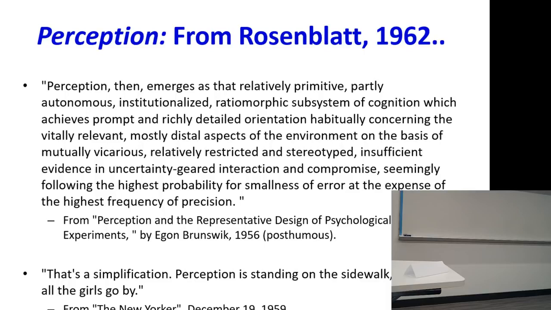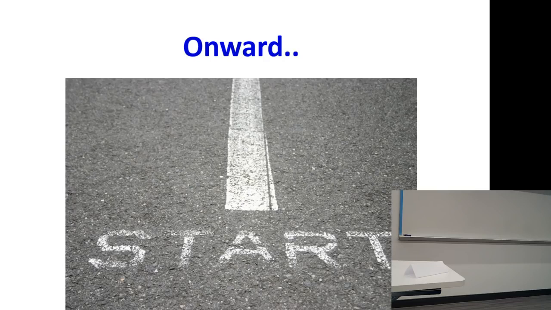It's one sentence, right? And so the New Yorkers simplified it. They said, that's a simplification. Perception is standing on the sidewalk watching the girls go by. This was in a time where it was allowed to say this and you wouldn't go to jail. If I said this now, I'd go to jail. Right? Now, let's move on. Questions? Well, you obviously got the lesson. You'll be posting them on Piazza.